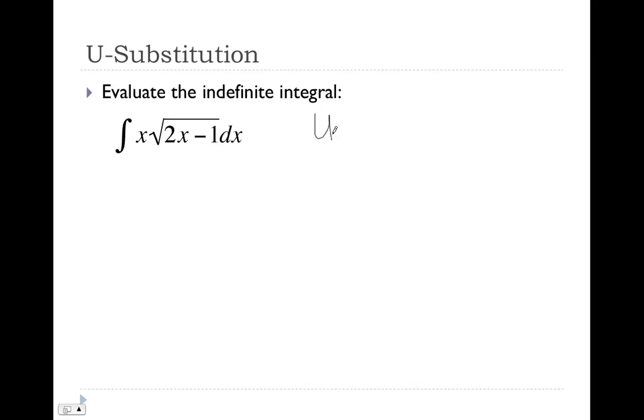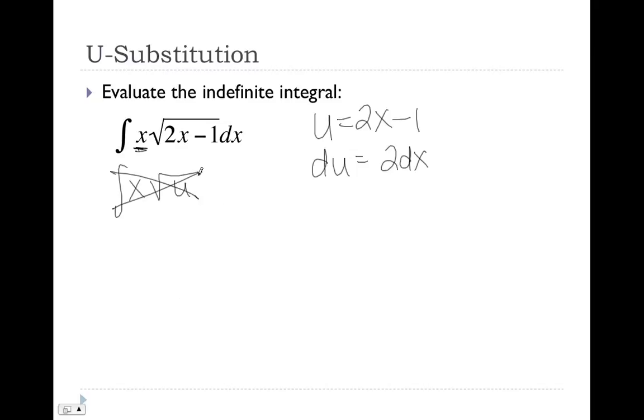Okay, so I'm still going to assign my u as my inner function, the one under the square root, 2x minus 1. And then my du is equal to 2 dx. Well, I'm a little stuck because there's this x here. And if I just go for straight substitution, I have x square root of u, and then what? Do I keep this a dx? Do I change this to a du with a 1/2 out front? Regardless, I have x and u in the same problem, and that's no good.